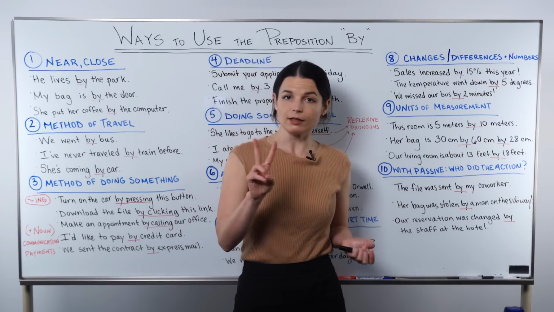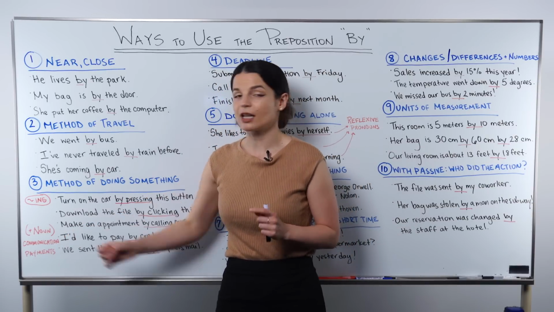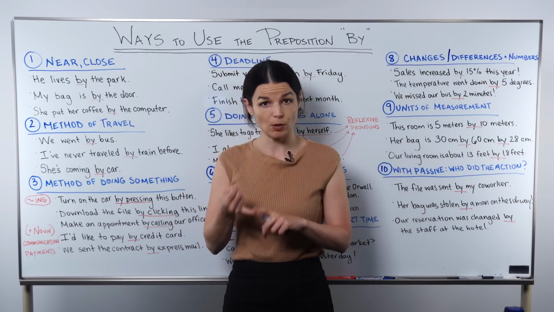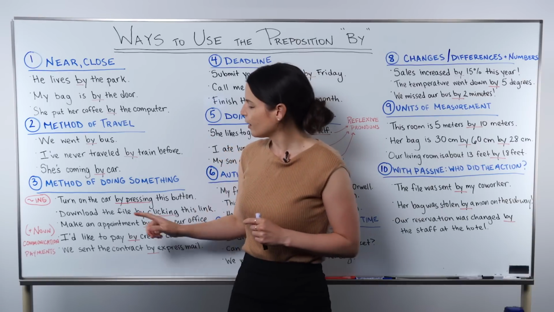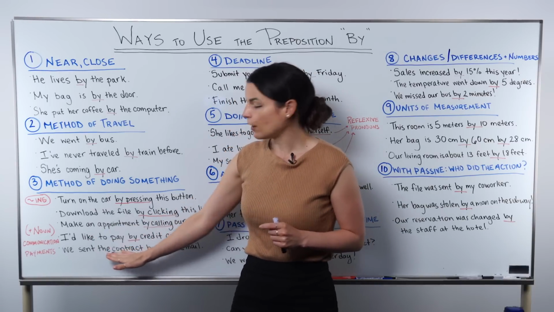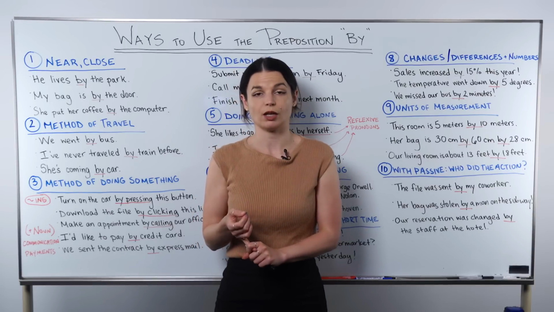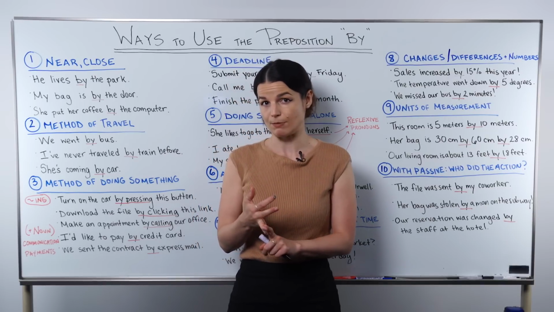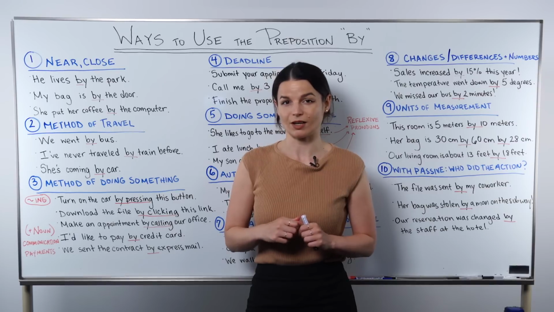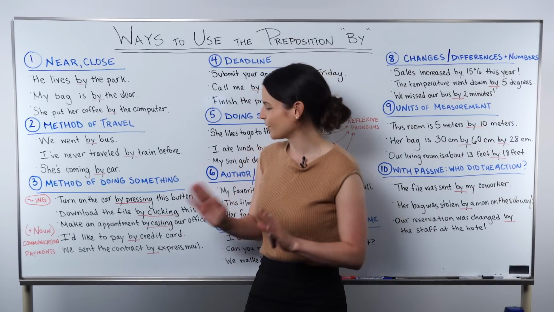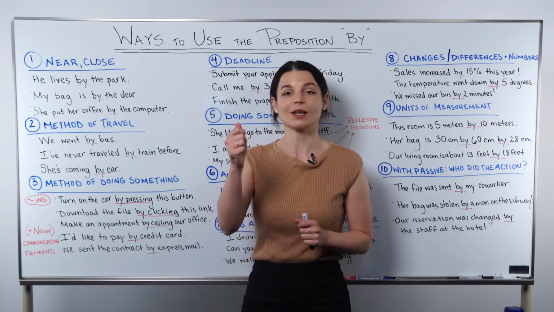There is a second type that I want to talk about, and we typically use this to talk about communication, methods of communication, and methods of making payments. In this case, we follow by with a noun that's related to communication or a noun that's related to payments. Let's look at these examples. I have two examples I want to talk about here and a couple of notes for you. First example, I'd like to pay by credit card.